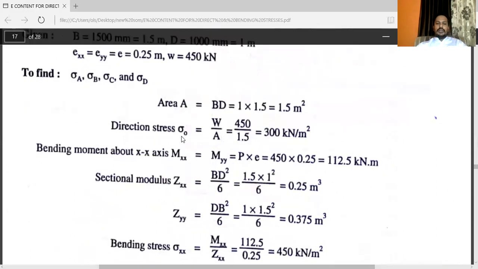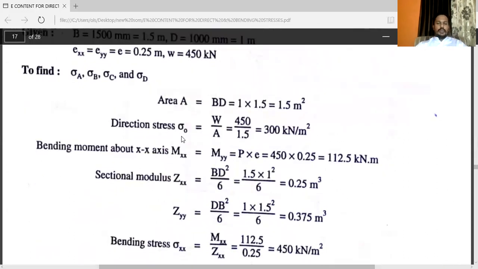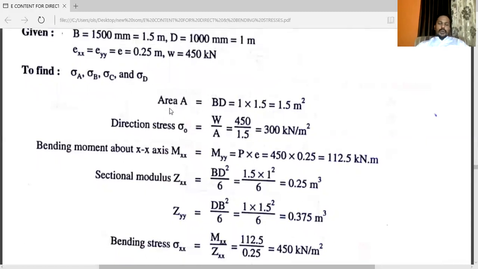So we know that, see, this is a very important problem. Here I am just explaining the steps. First of all, you have to calculate area, that is by using formula B into D, you will get area, that is 1.5 meter square. We know that direct stress sigma naught is equal to W by A. We have the value of W, we have the value of area. You will get the answer 450 divided by 1.5, 300 kilonewton per meter square.